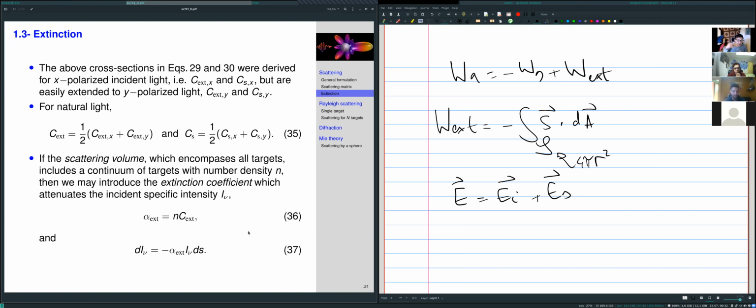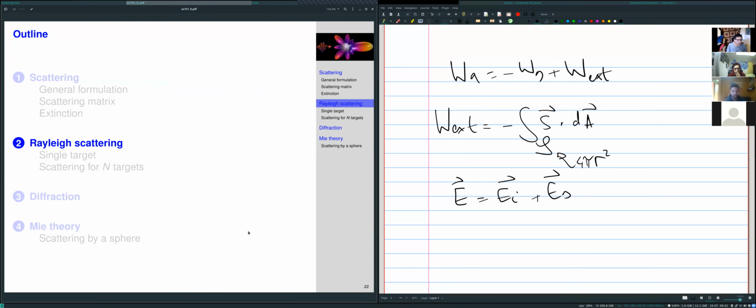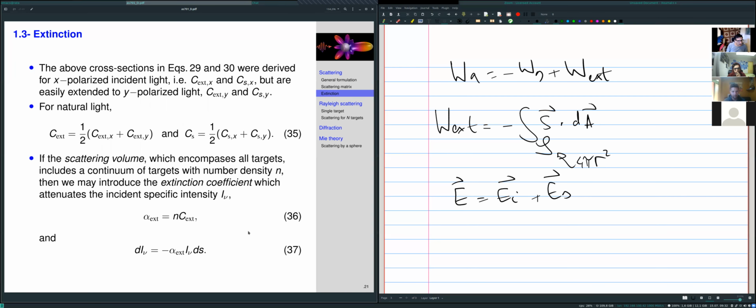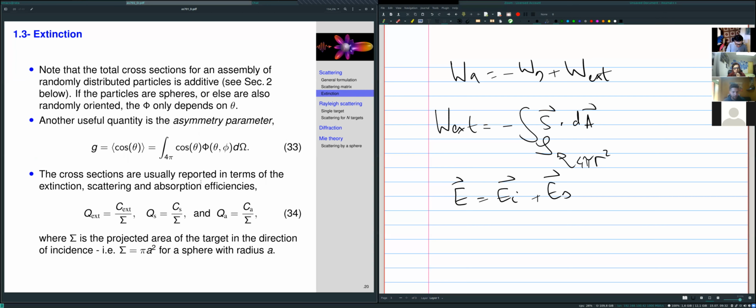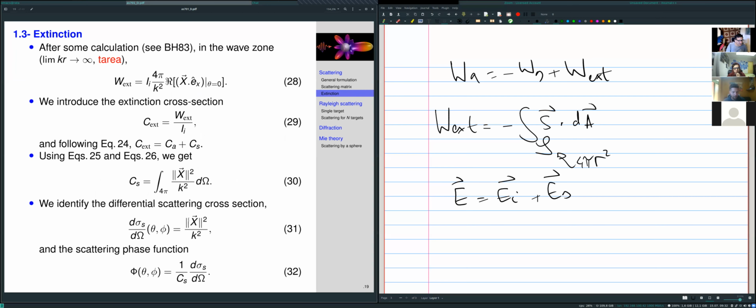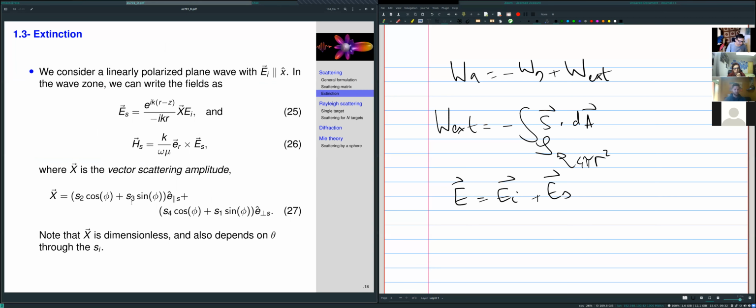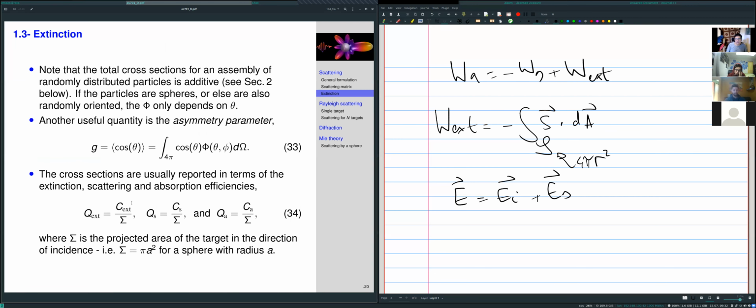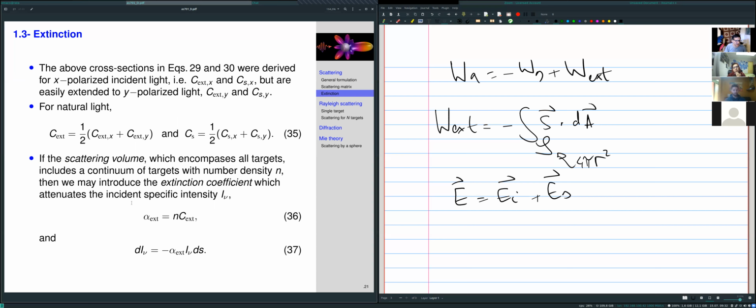This is big, there's a lot of calculations behind this, and it becomes quite tedious. But suffice to say that you can do it, and you can see more or less how it goes. So with this, we finally managed to relate the extinction coefficient with the extinction cross section, and the extinction cross sections are themselves related to the vector scattering amplitude X, which is itself related to the amplitude scattering matrix. But of course, we've not said how we calculate the amplitude scattering matrix yet.